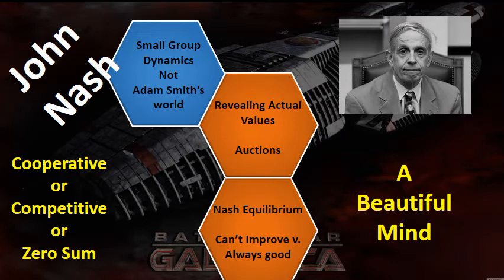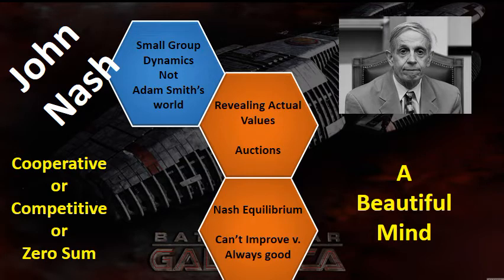John Nash extended von Neumann's work into what are called cooperative games, which means games where both parties could win or both parties can lose. His theories also have an effect on competitive games or zero-sum games. But the most interesting part is cooperative games. And again, this is small group dynamics. It's not Adam Smith's big world with thousands and thousands of participants. It's generally about small participants.